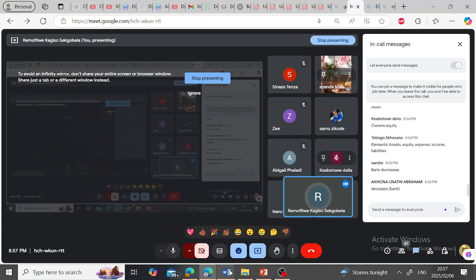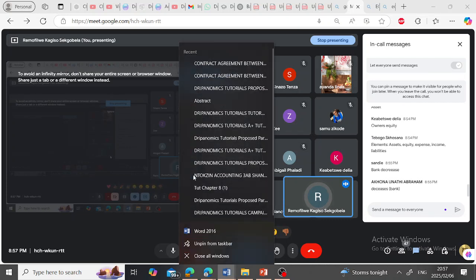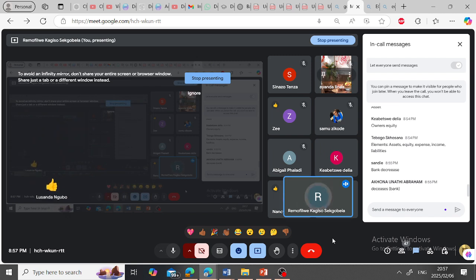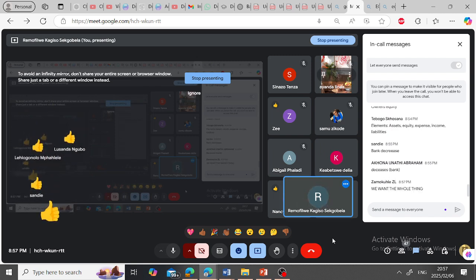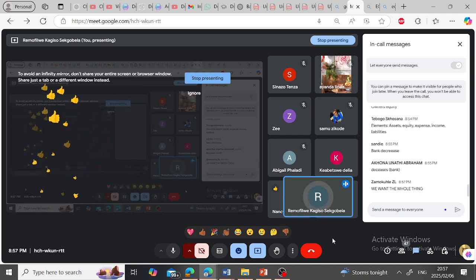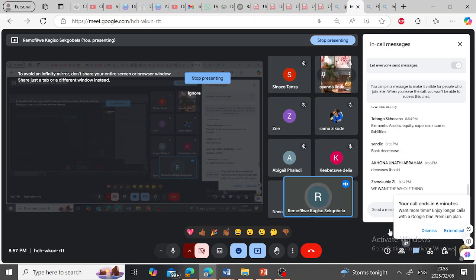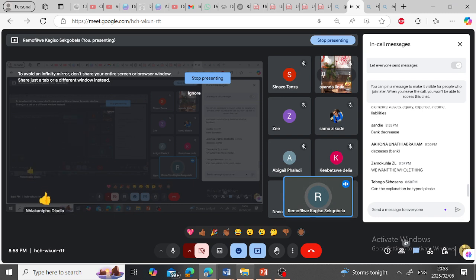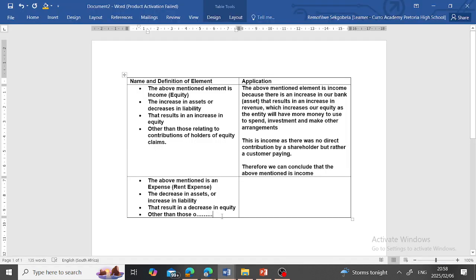Right? So we continue. Is everyone fine with the definition of expense? As you guys can see, the income and expense definitions are opposite. Someone wants the whole thing. Must I type out the whole thing, other than those relating to contribution of shareholders, or do you get it? Type it. They want the whole thing. Sharp. Other than those, but it's the same thing, guys.